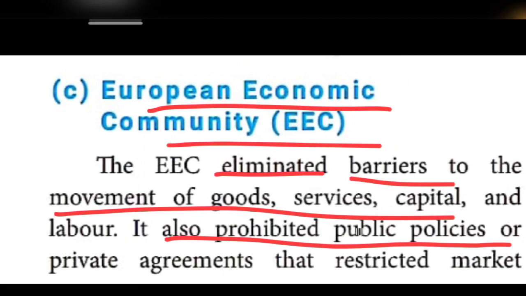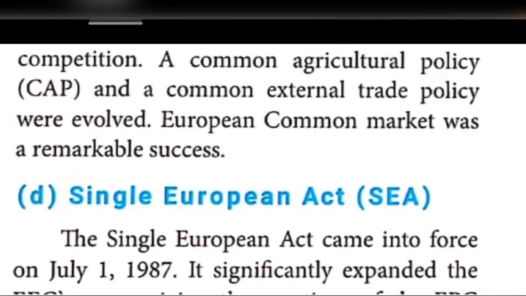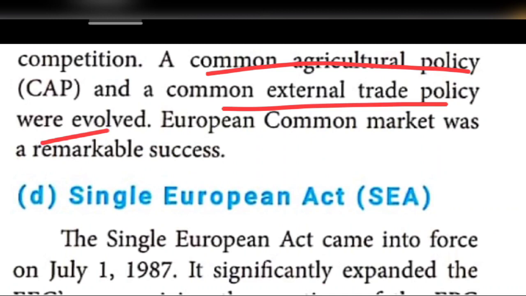That's the meaning, or private agreements that restricted market competition. A single market was there, a single currency was there. In their market, they can sell and purchase their goods and commodities among the European countries. So they need not bother about the United States of America as well as the Soviet Russia. That's what this arrangement is. Then a common agricultural policy and a common external trade policy evolved, otherwise originated.